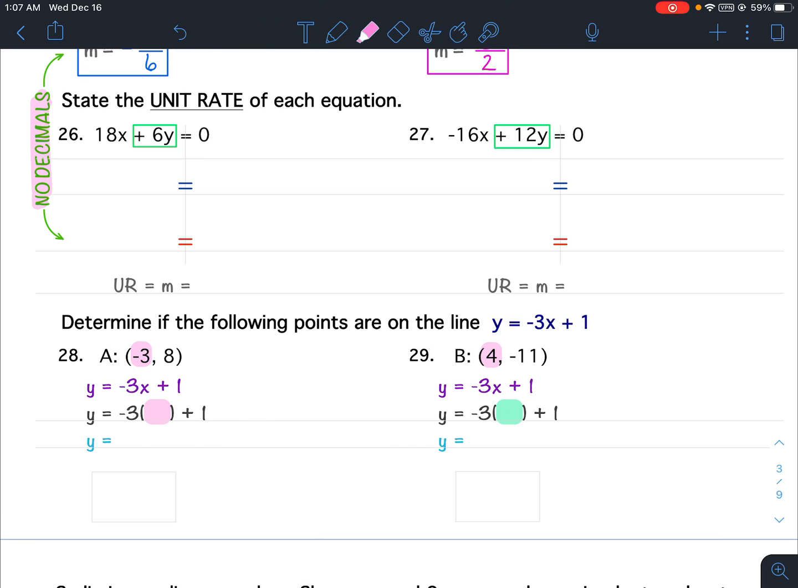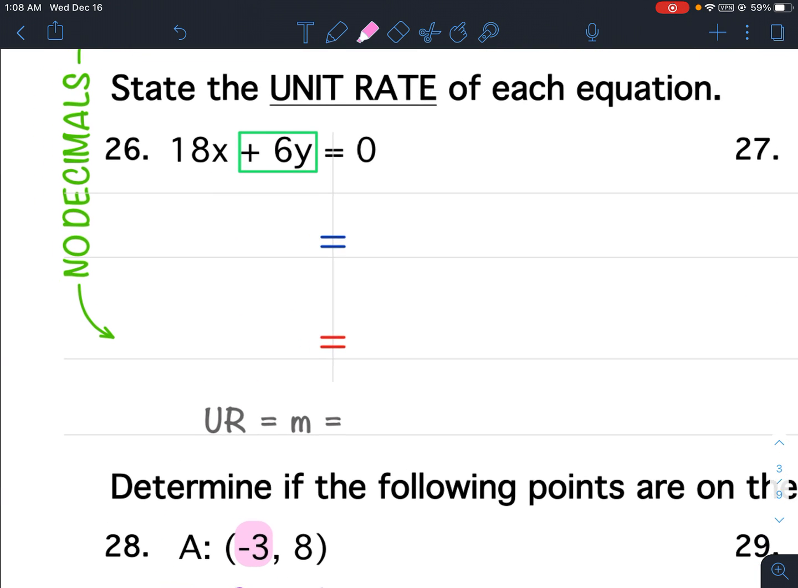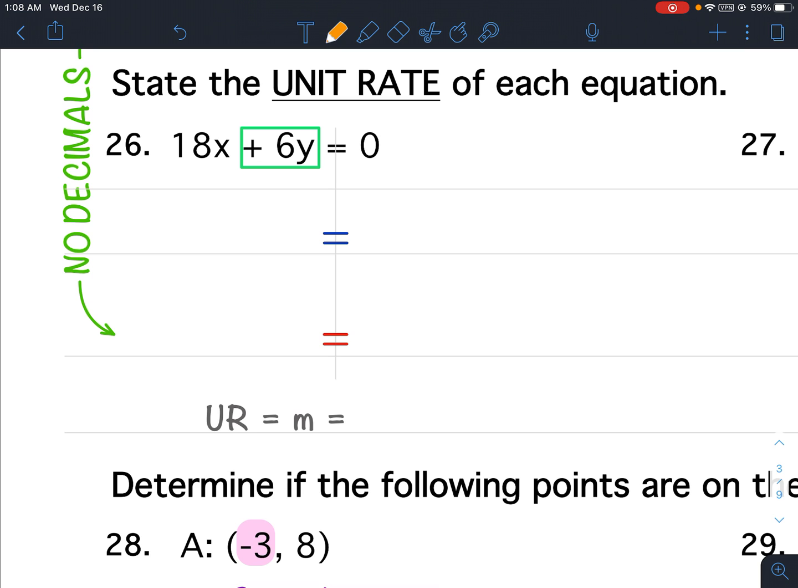All right, so for 26 and 27, we want to state the unit rate. To state the unit rate, we need to solve the equation for y. So for 26, I'm going to start by subtracting 18x from both sides, and don't forget that x. So the x terms will cancel. I bring down my 6y, and that's going to be negative 18x. Then I divide both sides by 6.